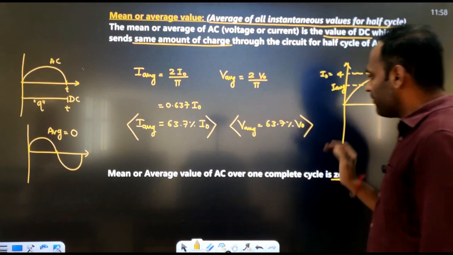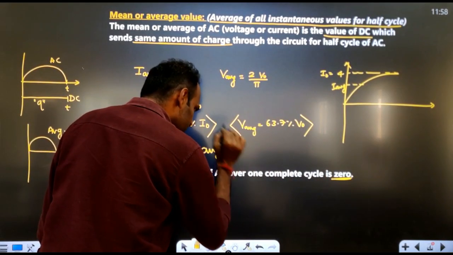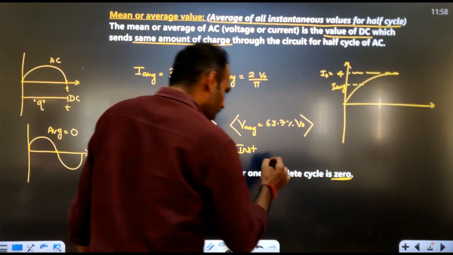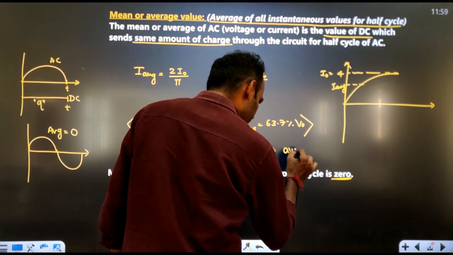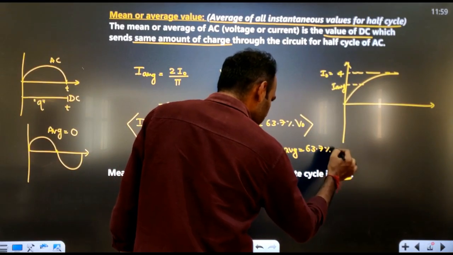Average value is less than instantaneous value. Average value is less than instantaneous value. How much will it be? Average value will be equal to 63.7% of peak value.